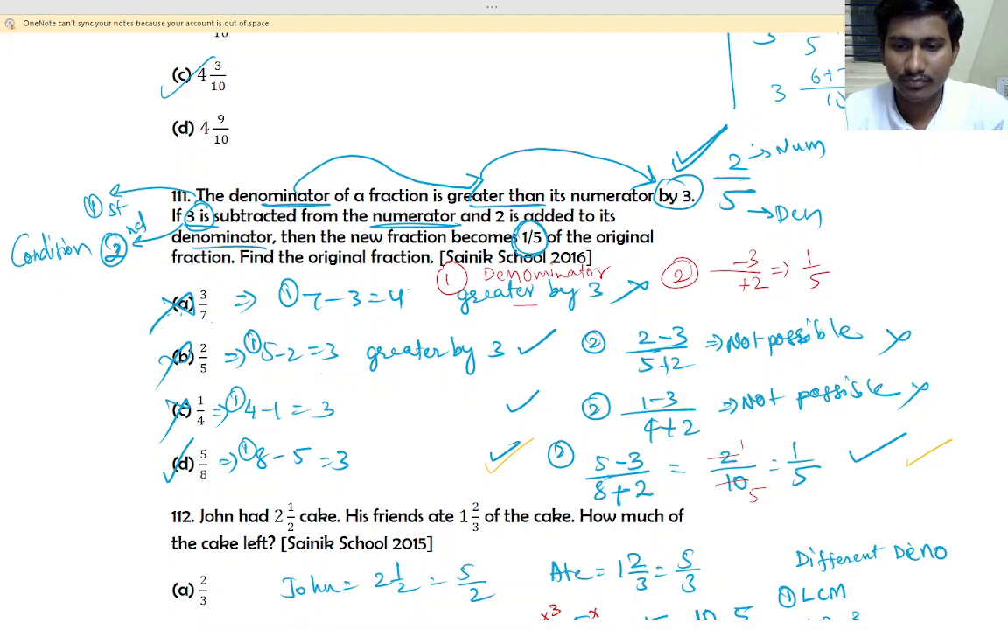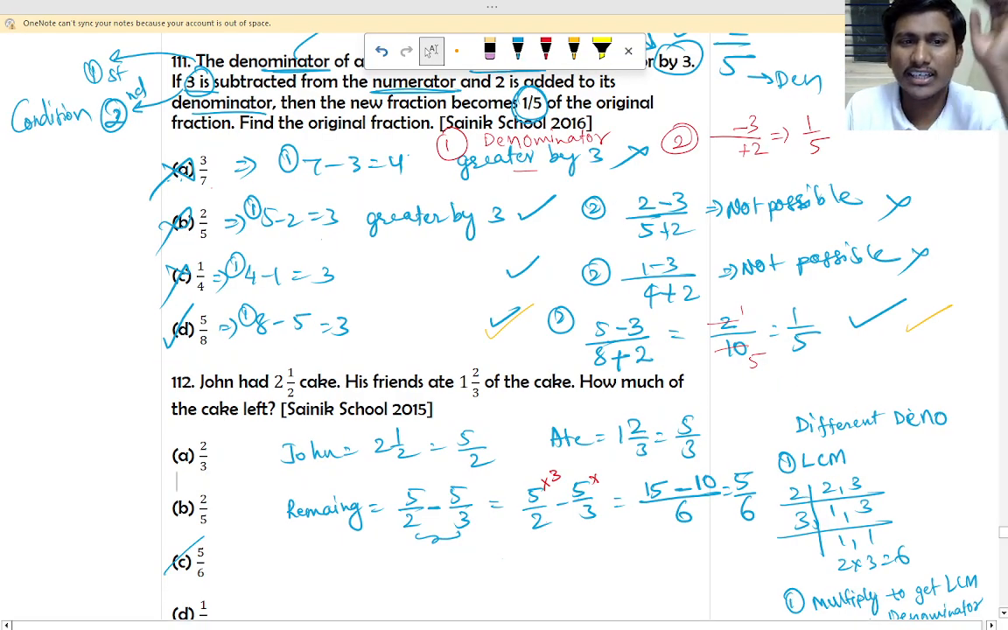Okay. So see, students, question 112. John had this much cake. His friend ate this much. So we have to directly subtract it. When you subtract it, you will get the answer. Directly subtract it, and the cake left will come. We have already seen how to subtract.